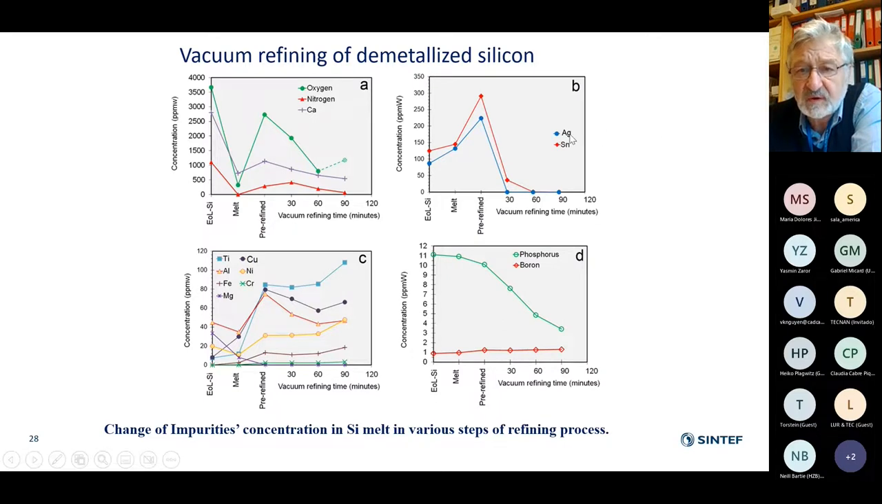concentrations of silver, which probably was not etched properly during the demetallization process, can also be reduced dramatically. Also tin can be reduced dramatically. Boron was staying at more or less the same level, but phosphorus concentration was reduced dramatically. And what is important is that silicon loss in this process is in the range of 3-5%, which means that such a process is quite interesting, since it is based only on evaporation in vacuum of dopants and impurities, not silicon.